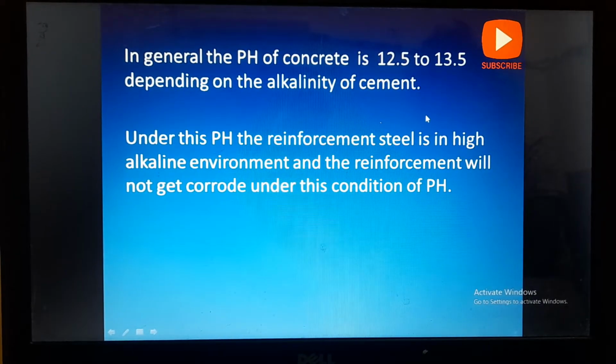In general, the pH of the concrete is around 12.5 to 13.5, depending on the alkalinity of the cement. When the pH is in the range of 12.5 to 13.5, the reinforcement is in a highly alkaline environment and will not get corroded. When the pH is in this range, there is no chance that the steel will get corroded, as the steel is being protected by a protective layer.